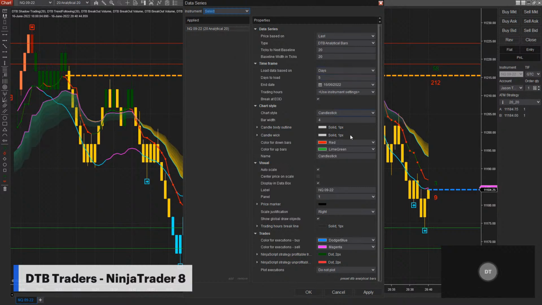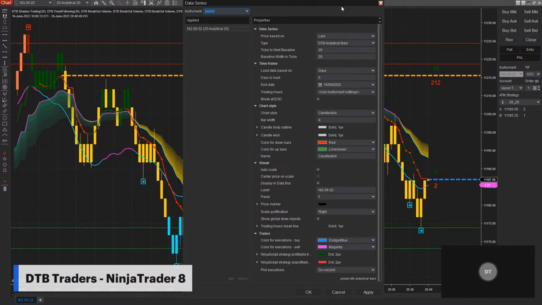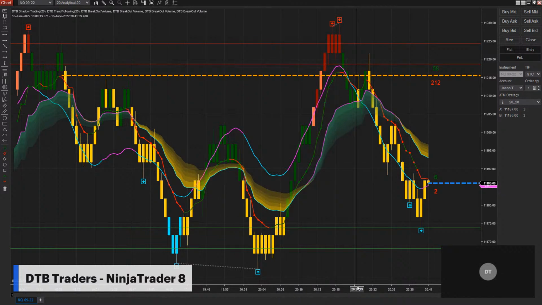So we're going to be loading just enough data on the chart so that the indicators can actually calculate everything very accurately. So DTB analytical bars 2020. So each bar is 20 ticks, and I'm just loading 5 days of data. You can load 2 days, 3 days, should be sufficient. And I've got break at end of day on. Okay, so those are the main settings for the data series.